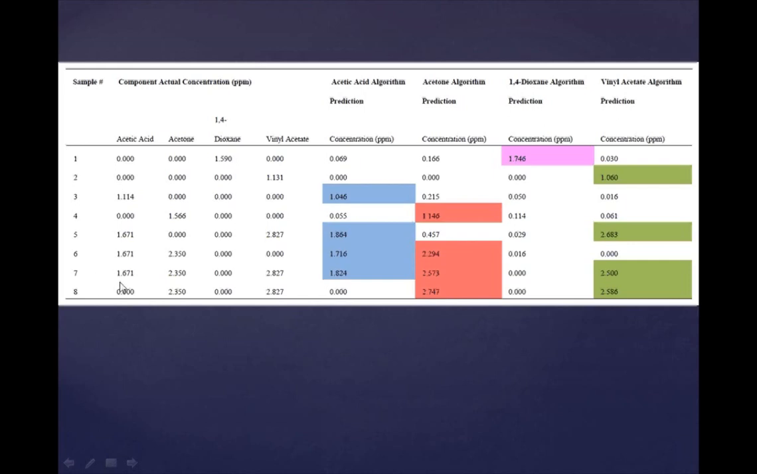in sample number 7. They had some acetic acid, some acetone, and some vinyl acetate. And the spectroscopy predicted pretty close for each of these three. And look, it even said there would be no 1,4-dioxane, and it got that right. So it can be seen pretty clearly here when detecting multiple analytes at once that the data obtained can at least be used qualitatively. And with more work on their algorithms, I'm sure the quantitative analysis abilities for the spectroscopy can be further improved.